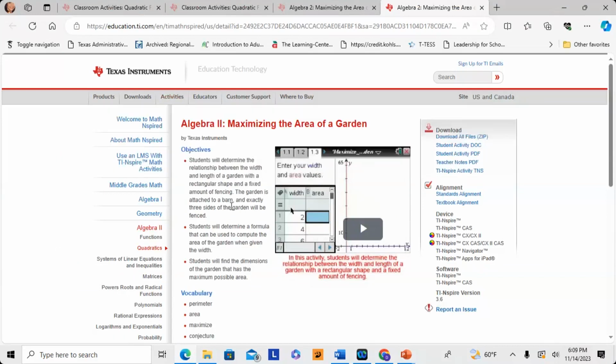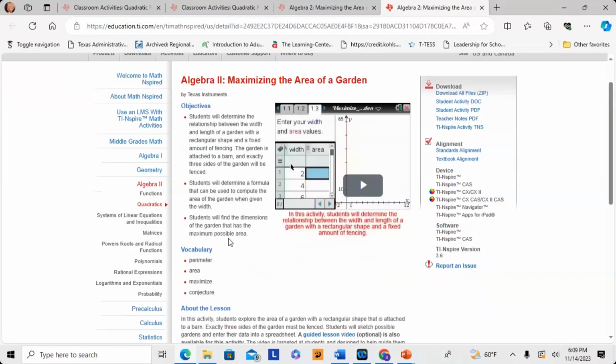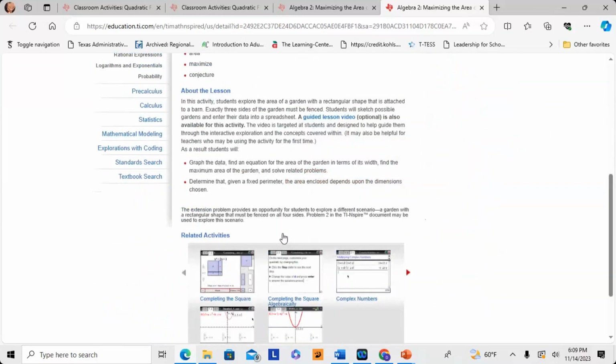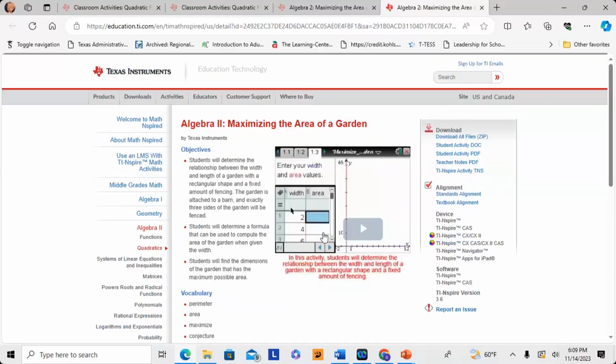I really like the setup of this. It'll give you the objectives. It'll give you vocabulary related activities as well. It'll give you a little video just to get you going as far as what does this PD bring to the table. It'll give you your downloads, and so you have your student activities for the students.